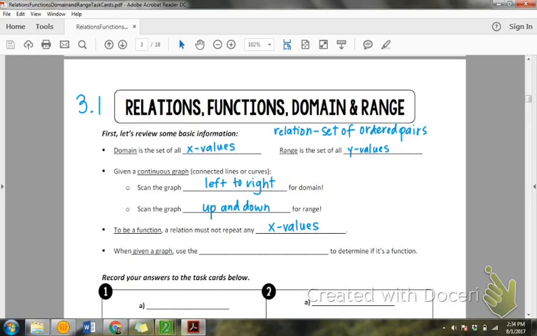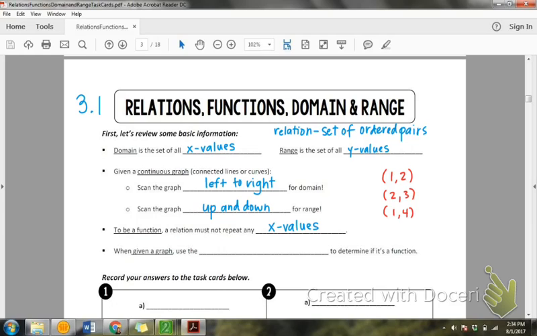So when we're looking at a bunch of graphs, and we will today, but if I was looking at some ordered pairs here, if I had (1, 2), (2, 3), and then if I had (1, 4), this is a relation, right? It's a group of ordered pairs. You guys see that? The domain would be 1 and 2. You don't have to repeat the 1. It would just be 1 and 2. And then the range would be 2, 3, and 4. Do you agree with that?